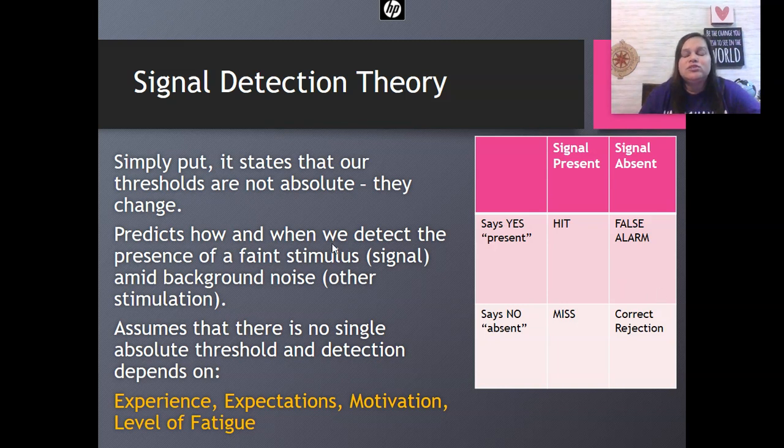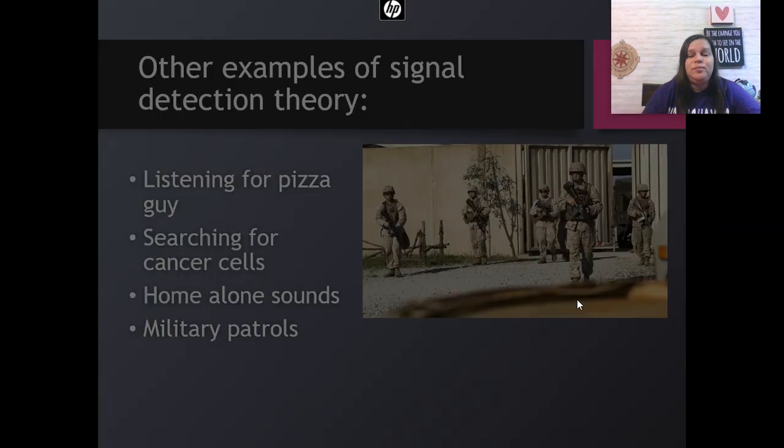Signal detection theory says that we can have hits, misses, false alarms, and correct rejections. If there's a signal present and we thought there was one present, that's a hit. If we say we heard something, but there wasn't actually anything there, that's a false alarm. If we didn't notice anything, but there actually was something there, that's a miss. If we say there wasn't and there wasn't, that's a correct rejection.